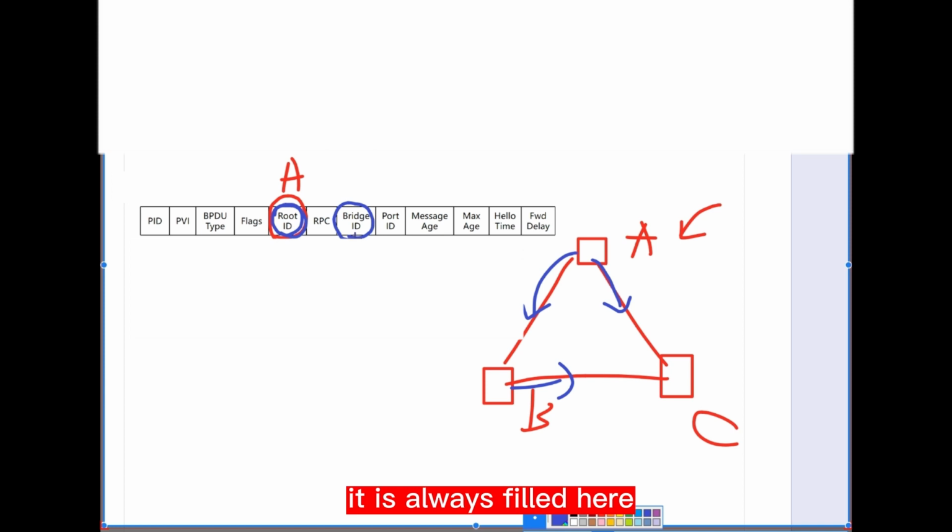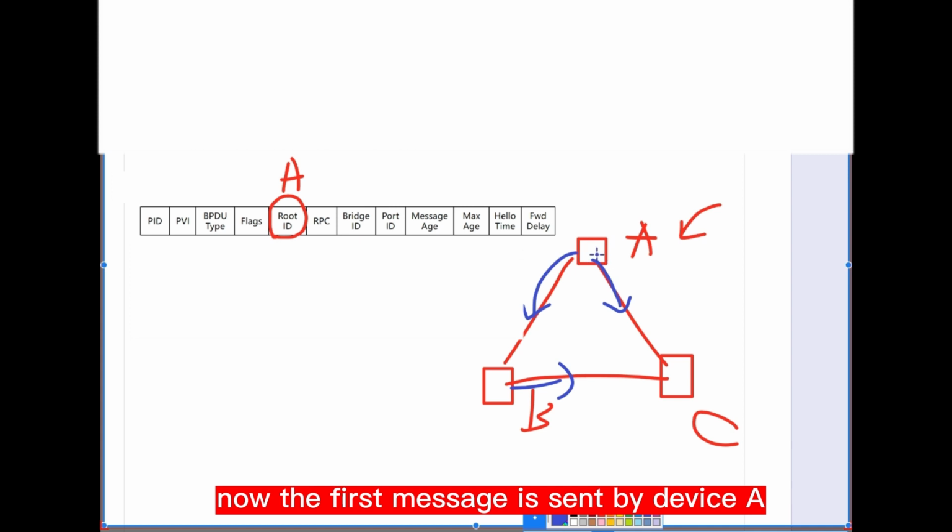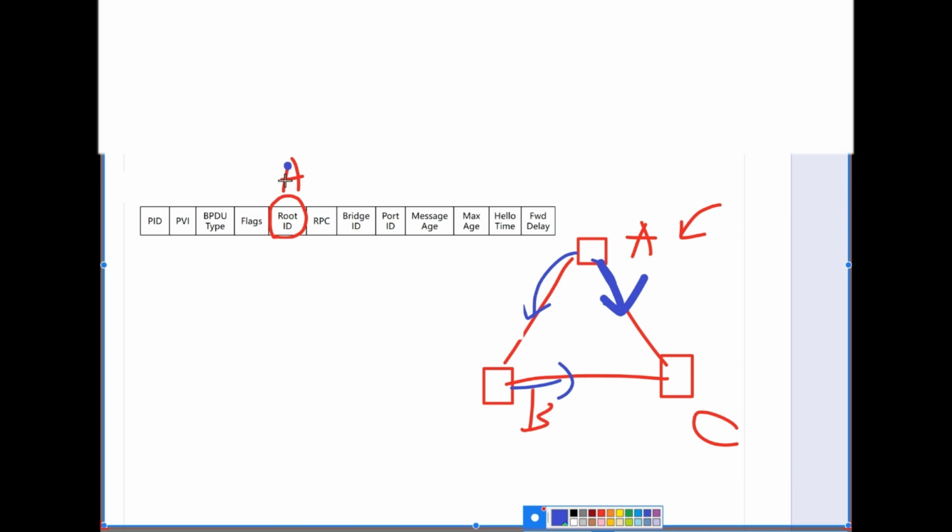It is always filled here. The ID of the device that sent this message. I give a simple example. For example, now the first message is sent by device A. Then the field in the message it sends will be A. Then this field is also A.